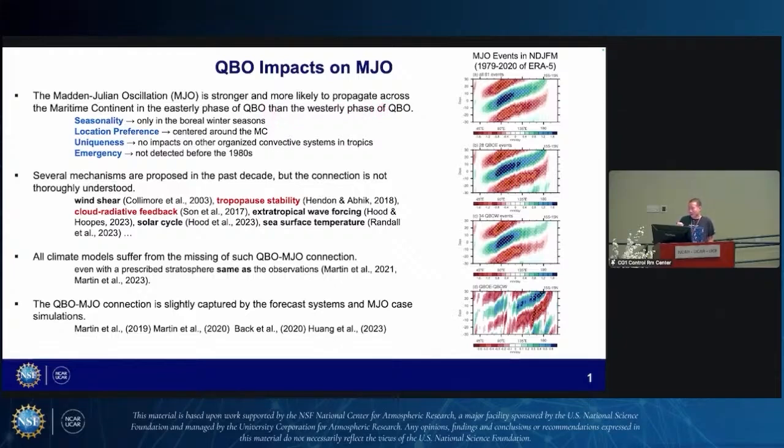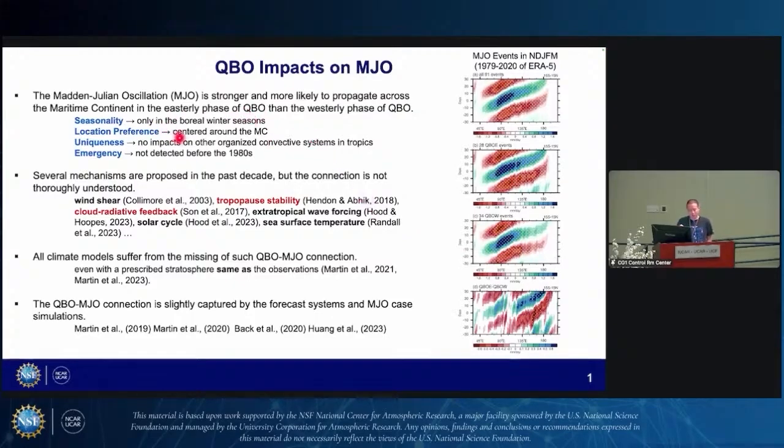And if you track all the MJO events in the NDJFM season from 1979 to 2020, you will track all 81 MJO events, subset them into the QBO easterly phase and QBO westerly phase, and then take a difference of the Hovmöller diagrams in the precipitation anomalies. You'll find large differences over the Western Pacific and maritime continent region. That is consistent with our findings here, that the MJO is stronger and more likely to propagate across the maritime continent.